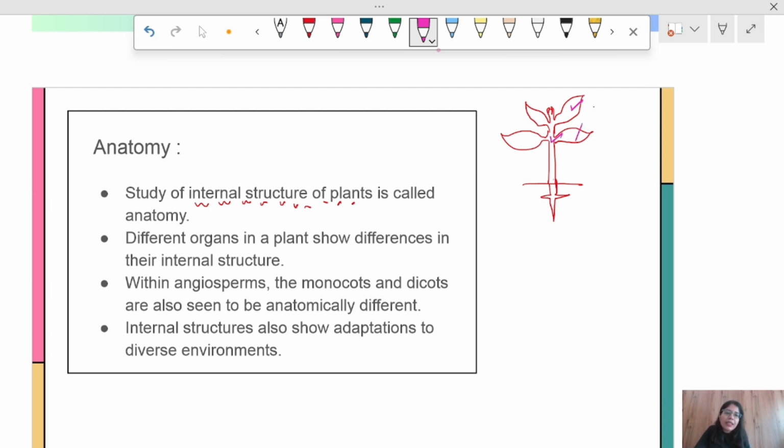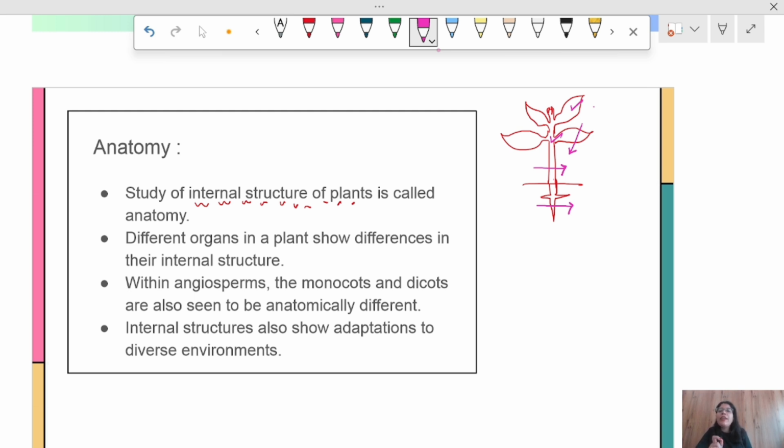But if I cut the section of this leaf, if I cut the section of this stem, and if I cut the section of this root, what structures are hidden inside, what are the internal structures of these different organs, right? How the cells are arranged, which kind of tissues are present, which kind of cells are present, right? This all we are going to learn in anatomy. So you understood what is the meaning of study of internal structure or internal organization.